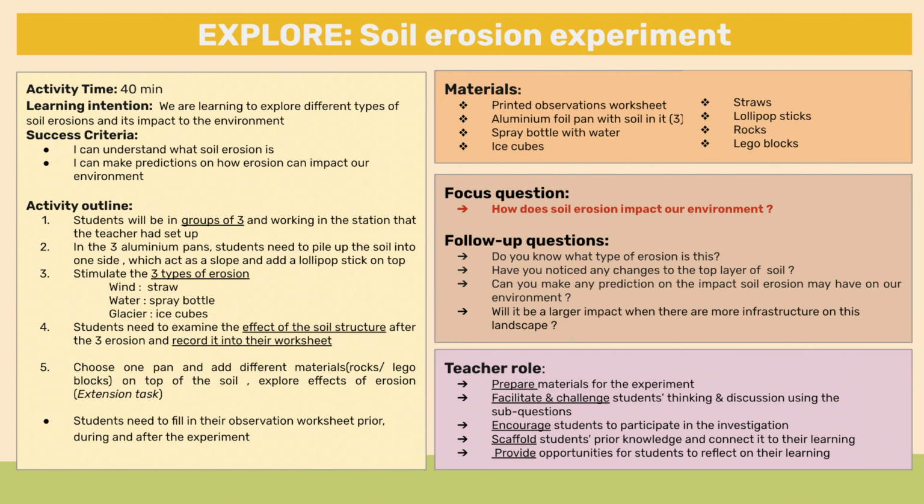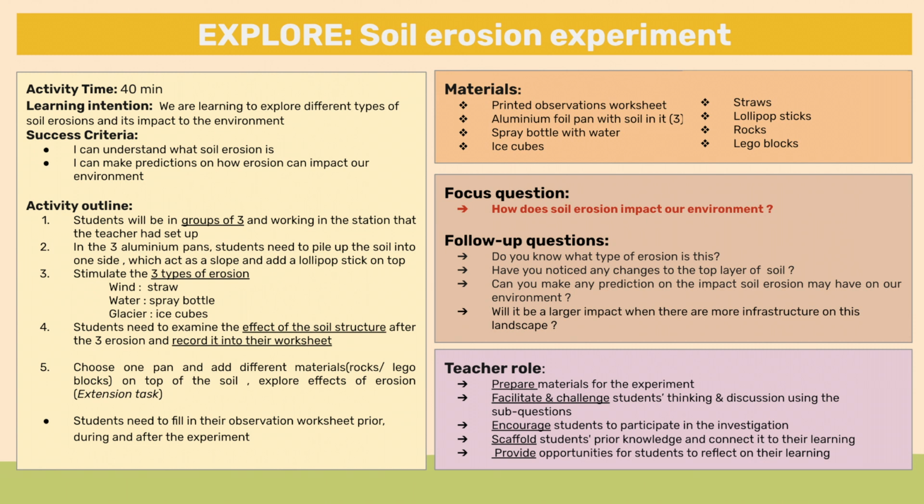The focus question for the experiment is, how does soil erosion impact our environment? Before starting the experiment, students will be given an observation worksheet that they will have to complete prior to, during, and after the experiment. The soil experiment requires students to first create a slope using the soil provided. Then students get a chance to simulate the 3 types of erosion from the top of the slope. They will then observe and record any changes they have noticed. Students are encouraged to complete the extension task, where they add different materials to the soil to create a more complex landscape and observe any differences.